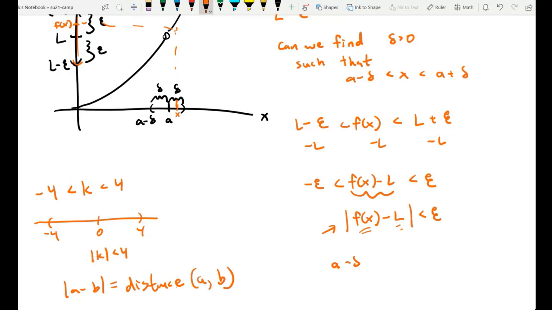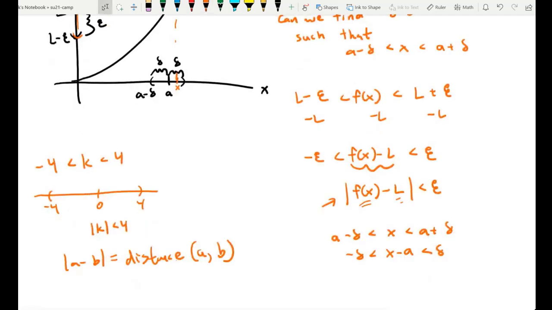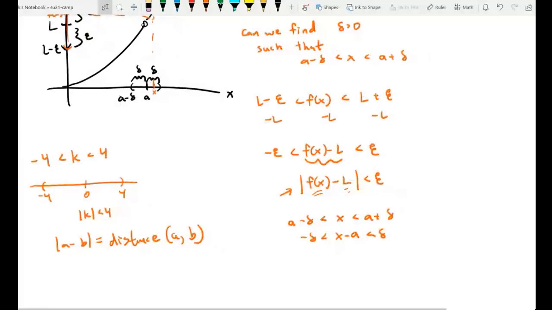Likewise, if I take this inequality and then subtract a from everything, and we'll get to the definition, this is just building up an intuition of what all these symbols might mean. Then this is equivalent to saying that the absolute value of x minus a is less than delta, which is saying that the distance between x and a over here is less than delta, right? The distance is less than delta.